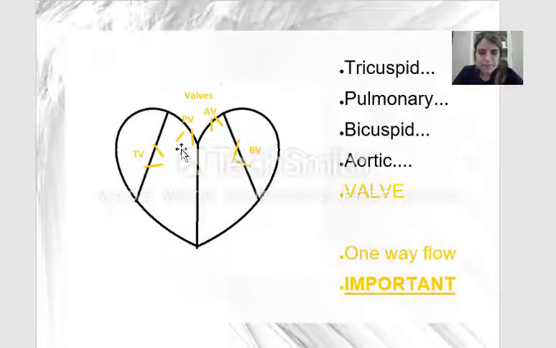A couple other things I'd like to mention about the valves is that the pulmonary valve and the aortic valve together are called the semilunar valves. And the semilunar valves are responsible for taking blood from the heart to outside of the heart, so either to the body or to the lungs. And then we have the tricuspid valve and the bicuspid valve, and they have a bit easier of a name.